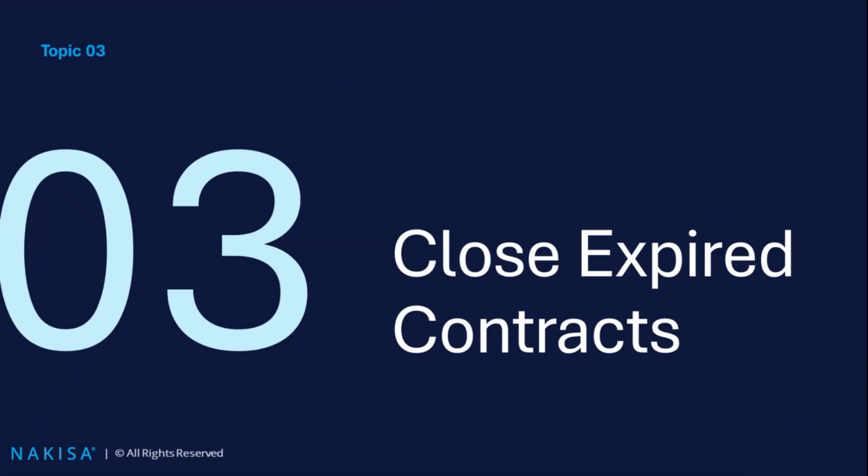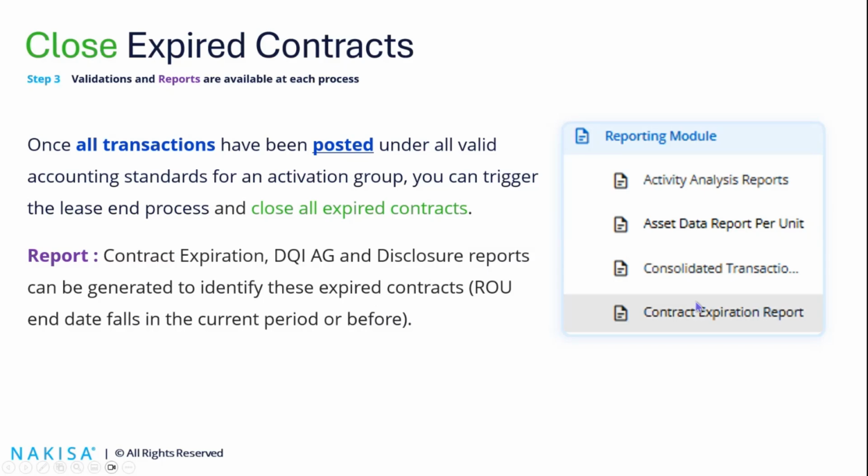I'll go on to step 3. Close expired contracts. It has been seen that some clients don't close the contracts when they expire, in the very same period or the next period. I highly suggest that we use our different reports to identify those contracts, and we try to close them in the period that they're actually expiring. We are going to come out with a feature where we will be able to post them using a mass workflow with an open period date. So I'll explain to you further.